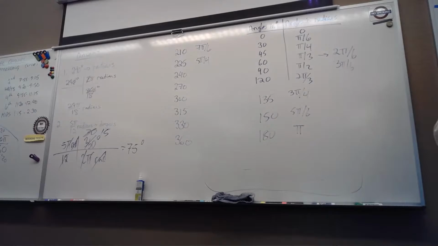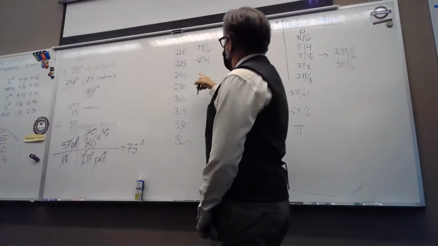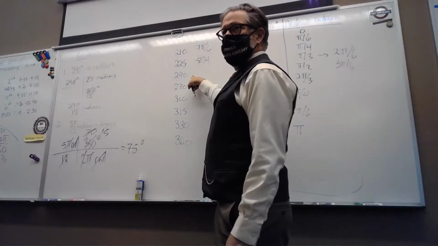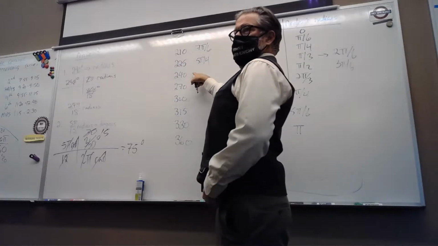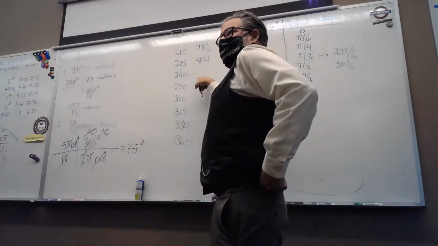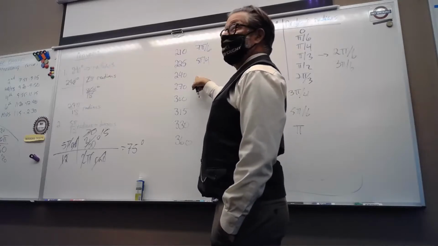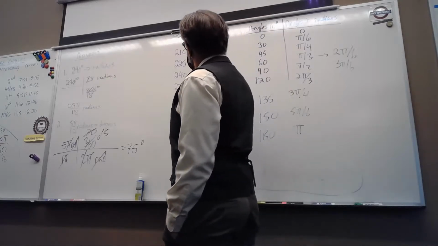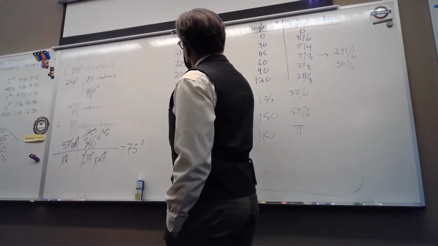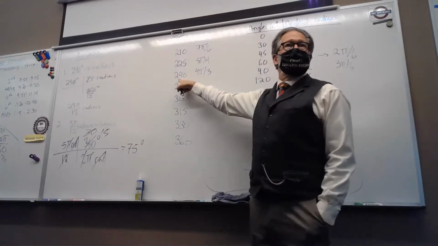I got like 15 pi over 12. 15 divided by 3 is 5, and 12 divided by 3 is 4. Oh, there you go. Mark, 240. 4 pi over 3. Hey, notice 6 times 4.